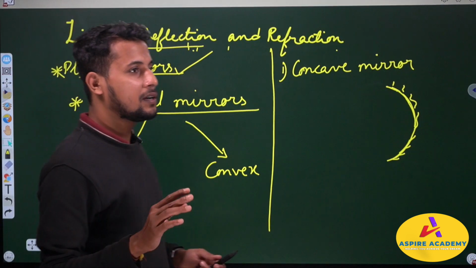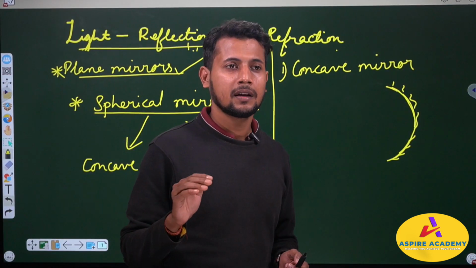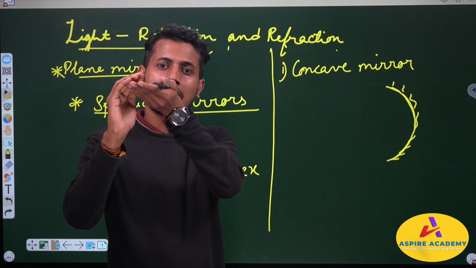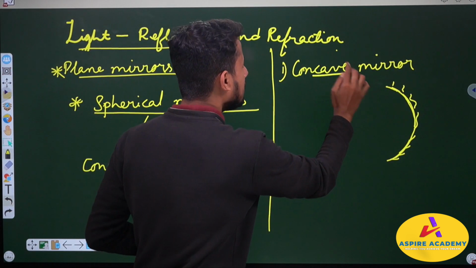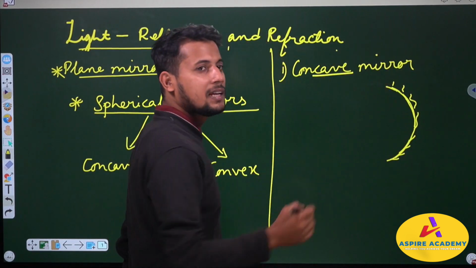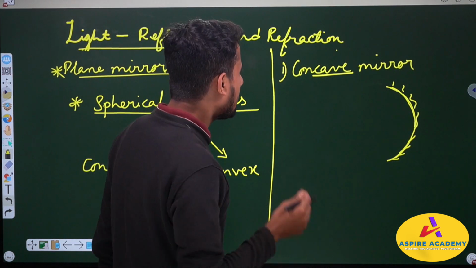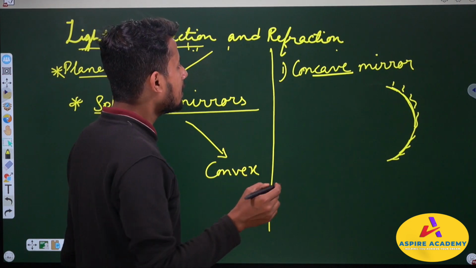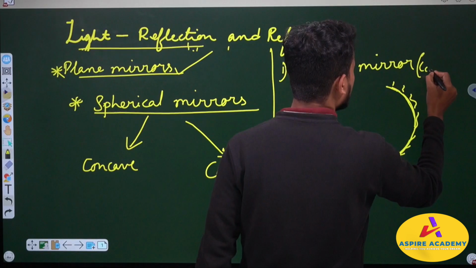Alright, for you to remember it easily, imagine it this way. Cave means a cave always is curved inside, right? So when it is mentioned cave, that means you should understand that the reflecting surface is inside. Such a mirror is called a concave mirror. Now concave mirror is also known as converging mirror.